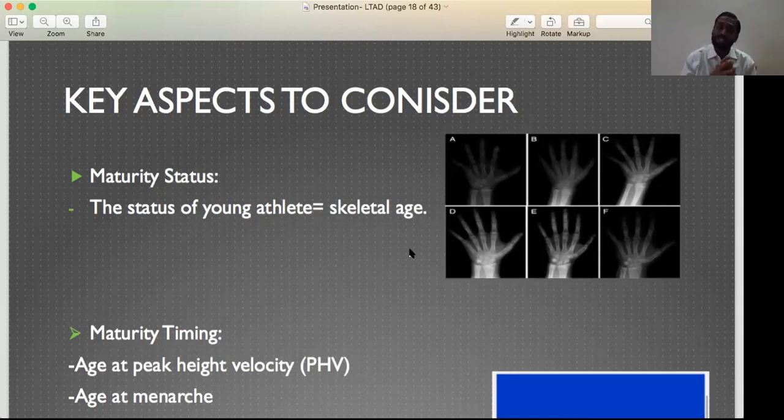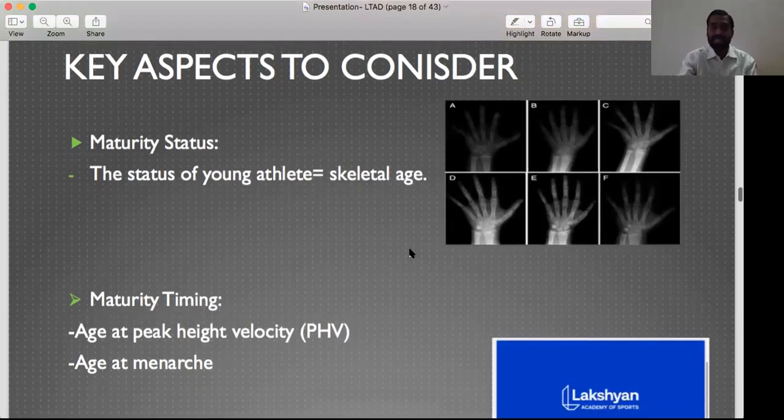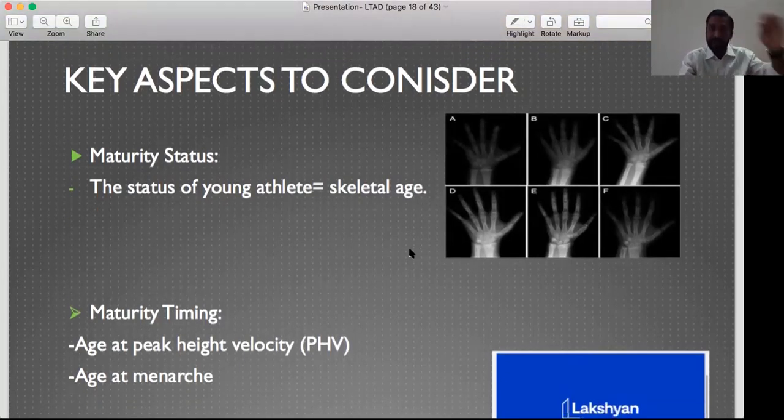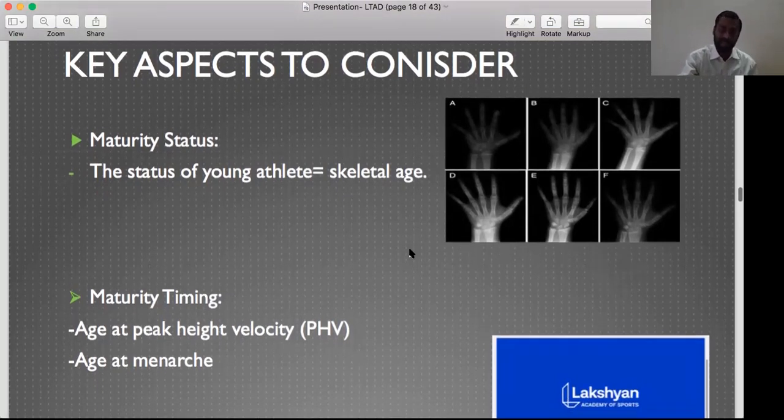The second factor is the maturity timing. That means at what age the peak height velocity was attained by a child. That is a very important predictor for you to understand whether he's attaining maturity or not. And in the case of a girl, the age at menarche. That age of menarche can vary very, very differently. So you have to be extremely sensitive, even while going into such details, that you cannot be blindly following a certain training program for anyone and everyone. So this slide was very important for me to take some time to give you the concept. If you understand this, the whole crux of my talk is done and dusted.